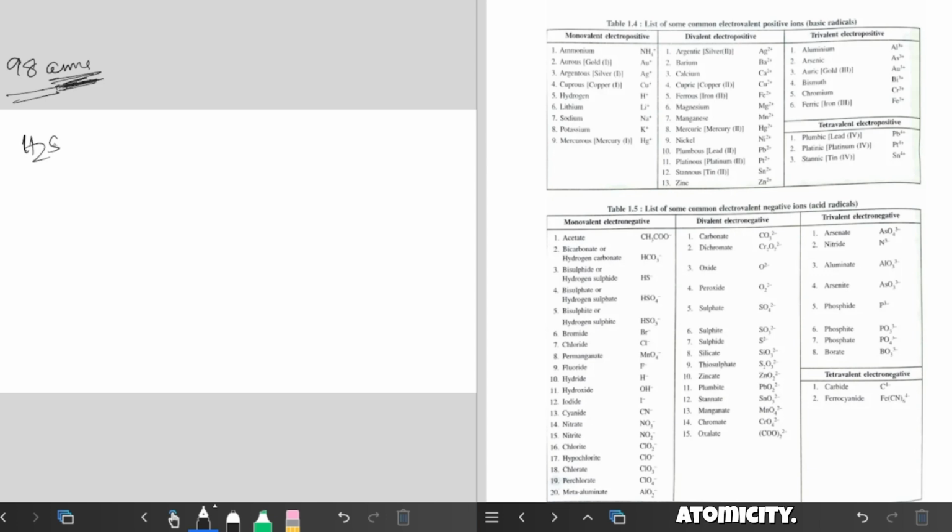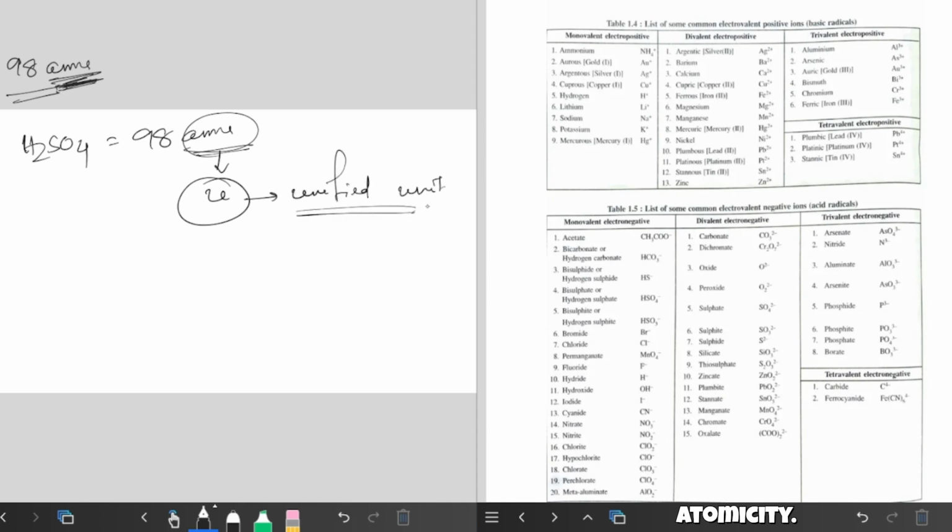Let's say for H2SO4, it will be 98 AMU. AMU means relative either atomic mass or molecular mass, or you can simply write U for this also. That is called unified unit. Hope you understood this.